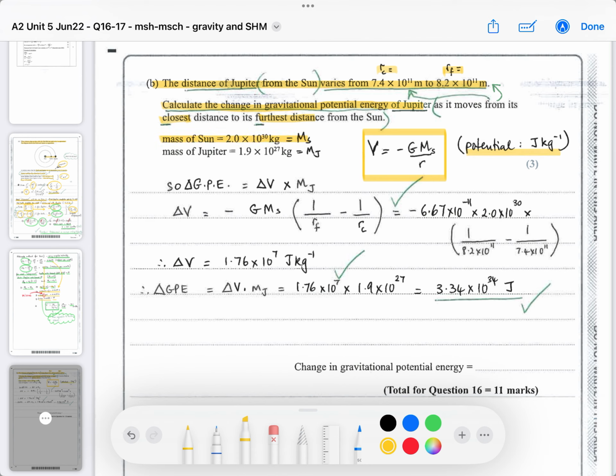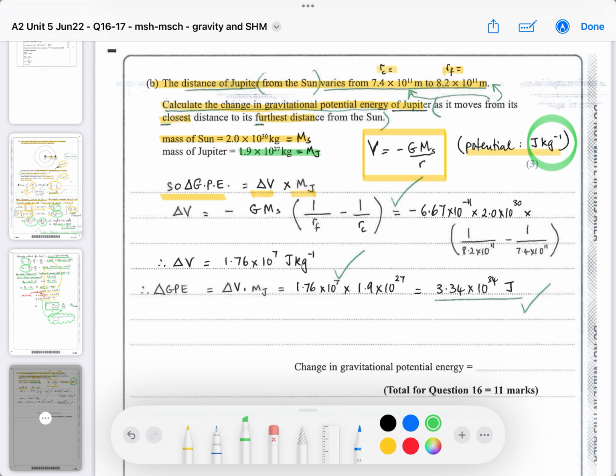Okay. And if you want to work out the change in gravitational potential energy, it's the potential times the mass of the object in the field. And the field is due to the Sun, because this is obviously joules per kilogram. If you multiply it by the mass of Jupiter, you will then get the potential energy difference.